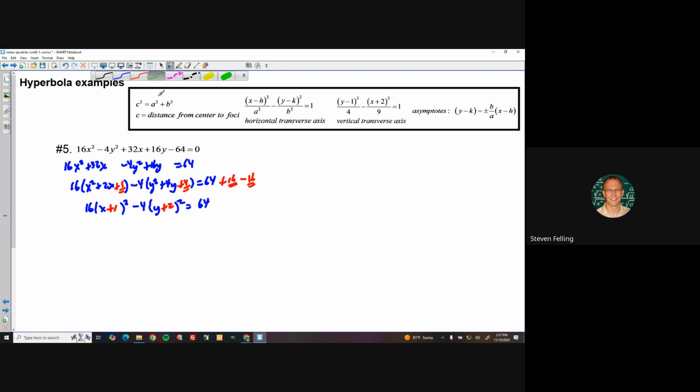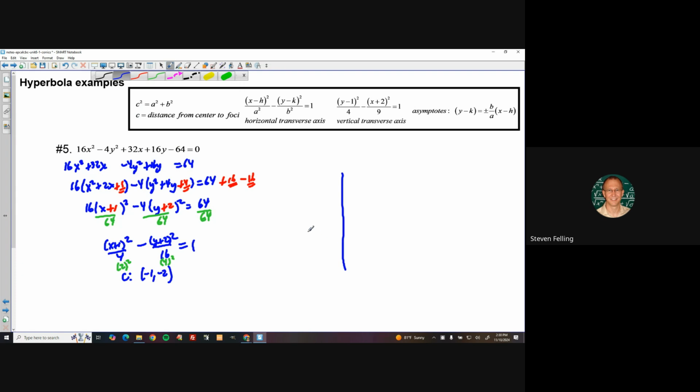The next thing is to get a 1 on the right side. So we would divide these by 64. That's going to give me, let's write it here. So 64 divided by 16 is 4. So that's x plus 1 squared over 4, minus y plus 2 squared over 16 equals 1. And that means the center of this object is at x is negative 1, y is negative 2. Right? And we're going to think of this number as being 2 squared and this 16 as being a 4 squared.